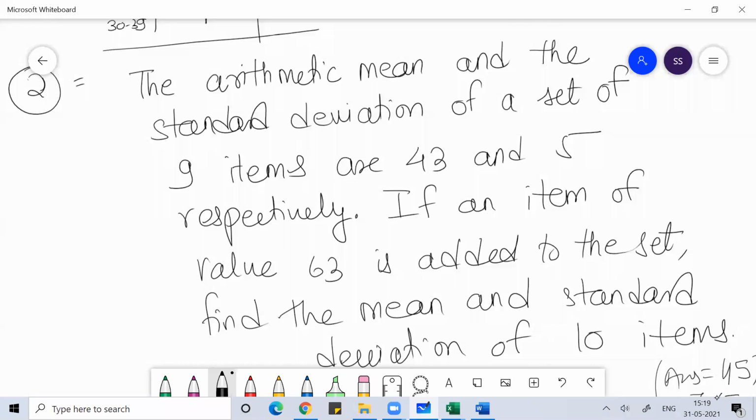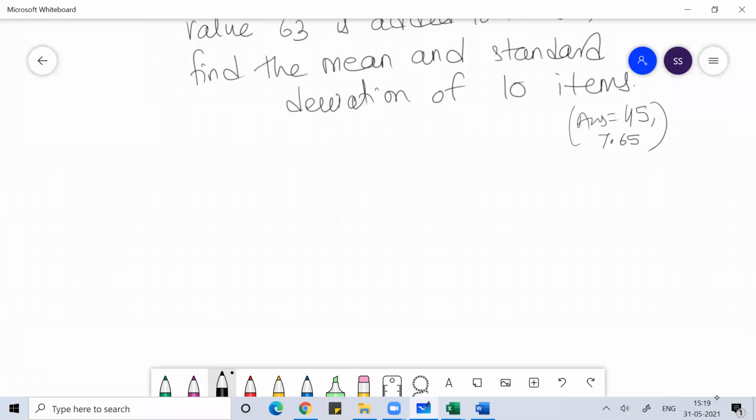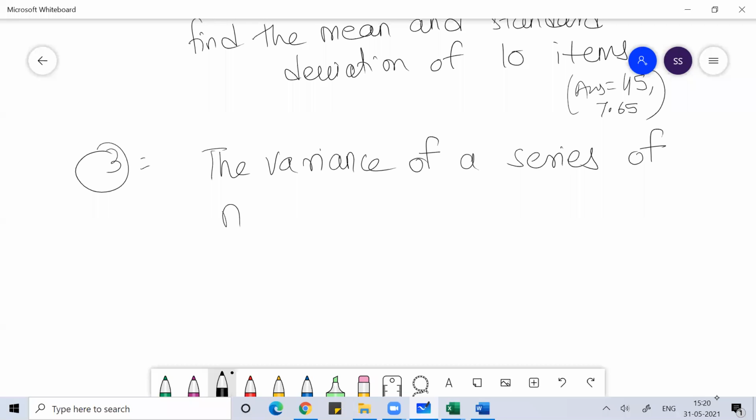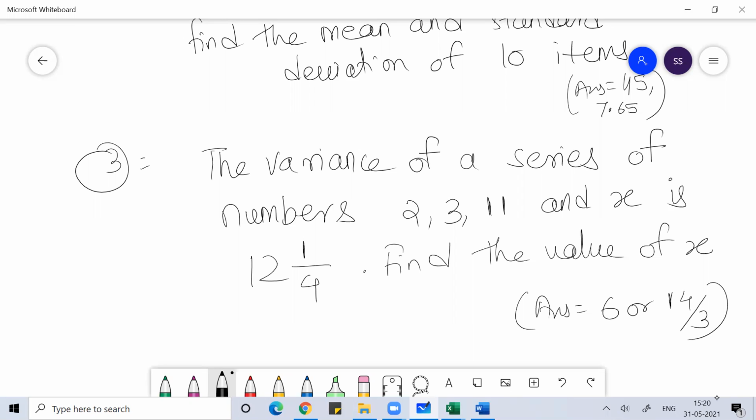This is your question number 2. Then question number 3 for your assignment. The variance of the series of numbers 3, 11, and x is 1/4. Find the value of x. This is your third question. Your answer should be 6 or 14/3. Solve this question. So these all are your assignment.